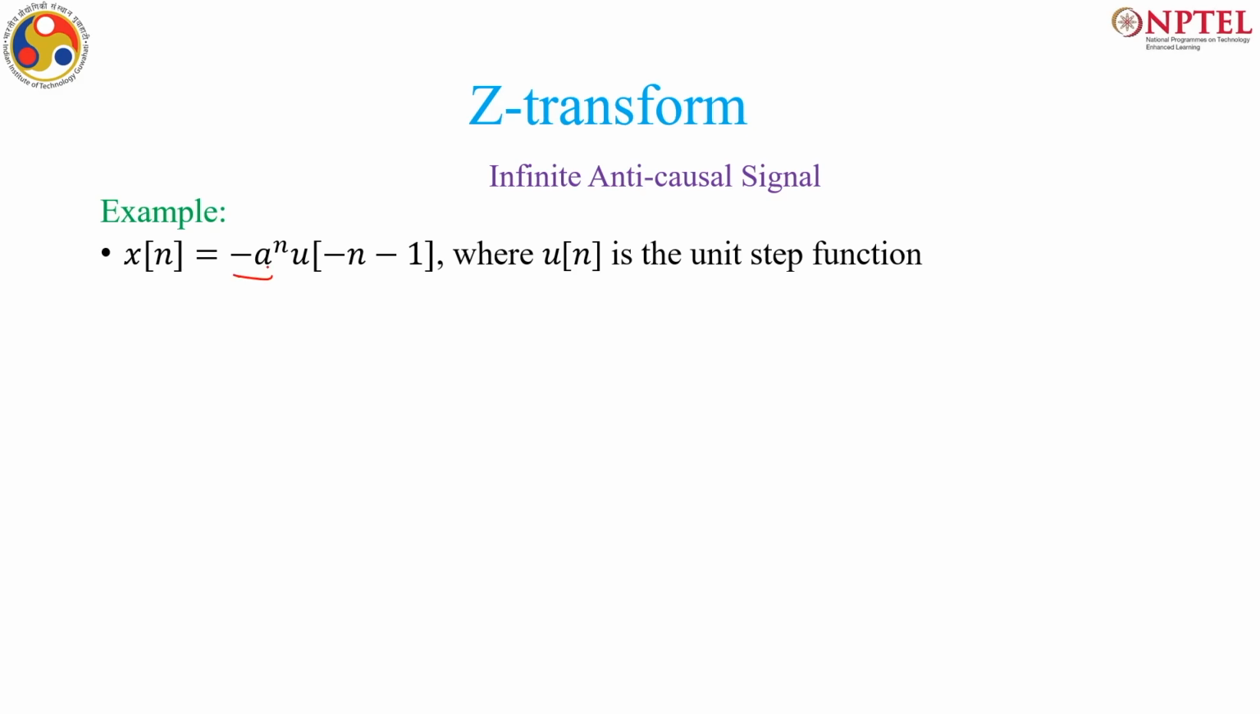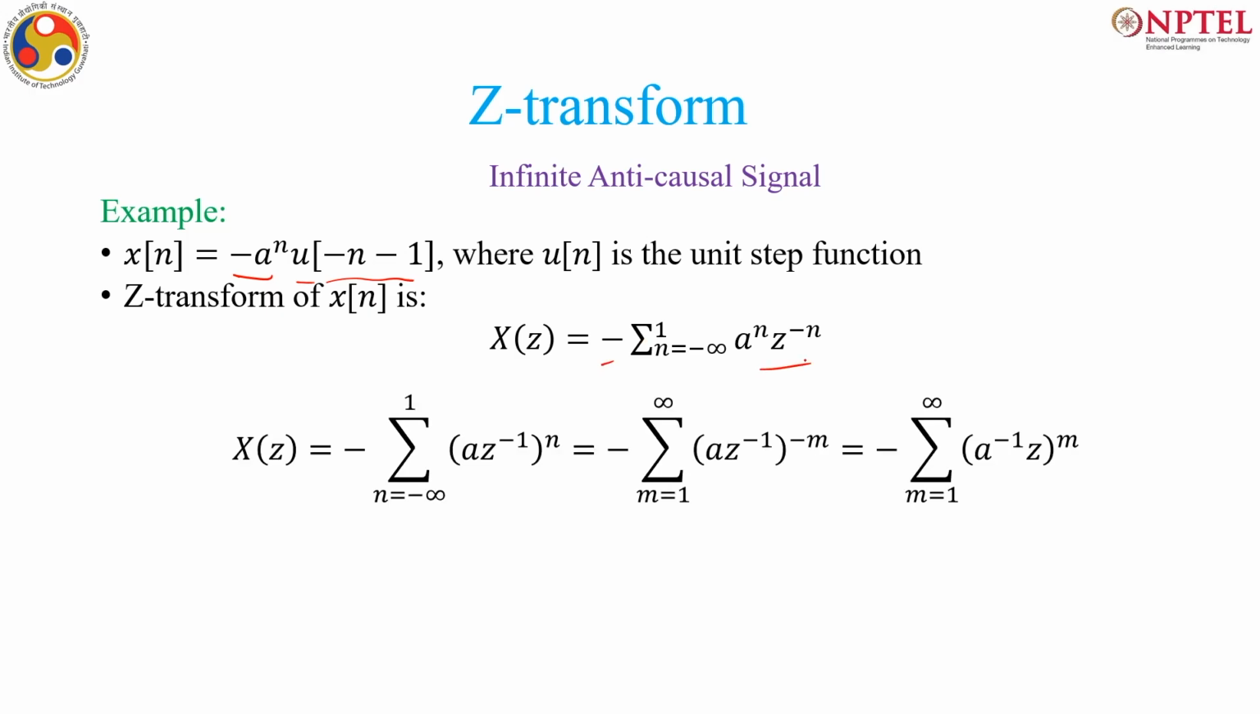So, minus a power n u of minus n minus 1. If I do the maths and plug in, this is the transform, and here I make a small change: I put a new variable m, which is minus n. So my summation over m now becomes 1 to infinity, and this pretty much looks like the previous case, where r here is an inverse.